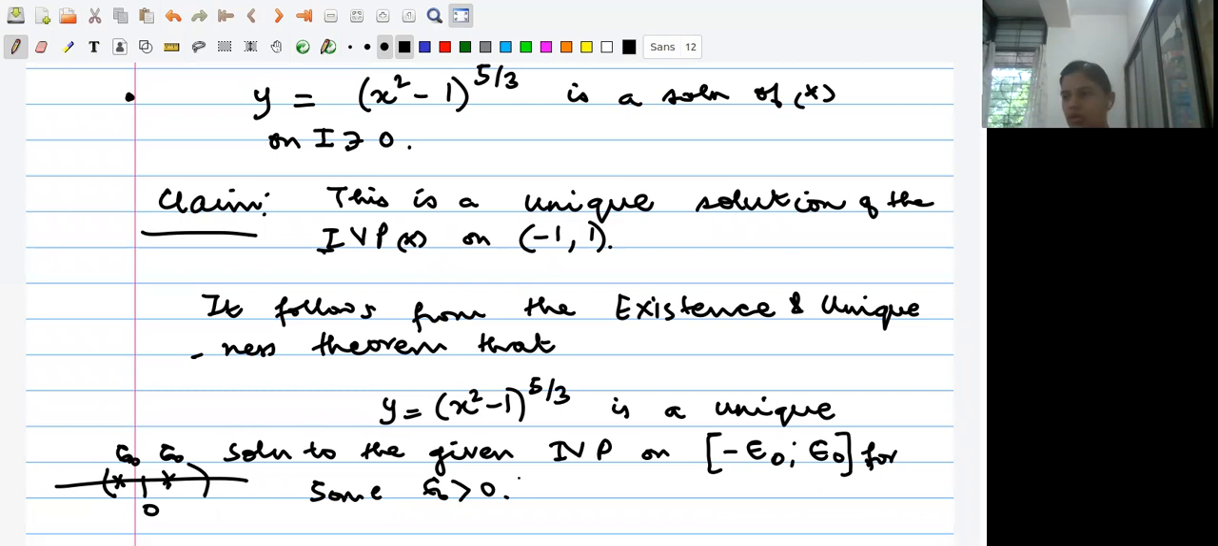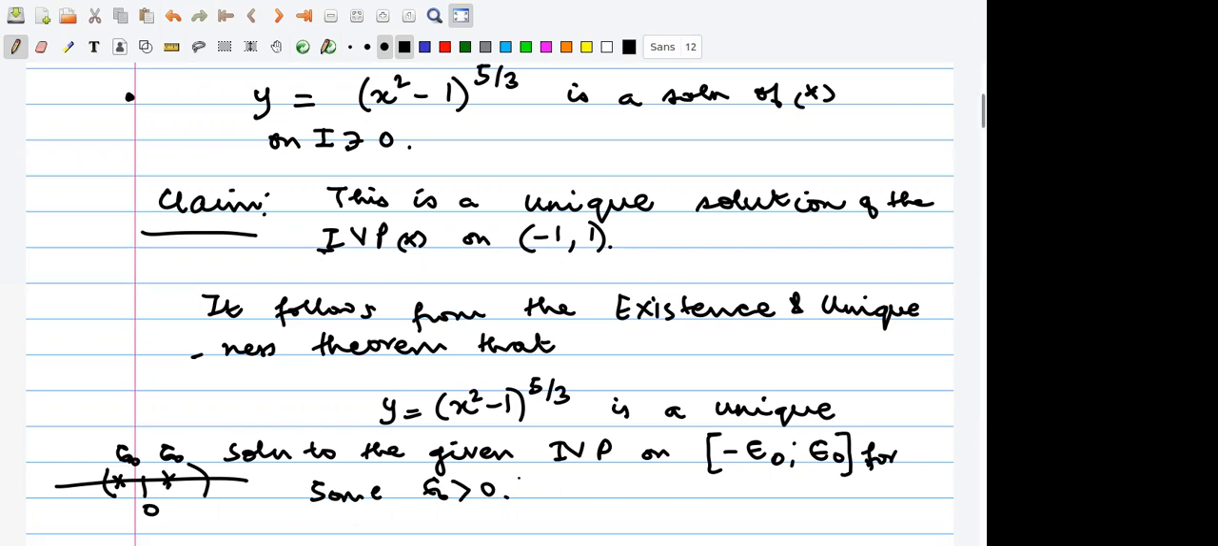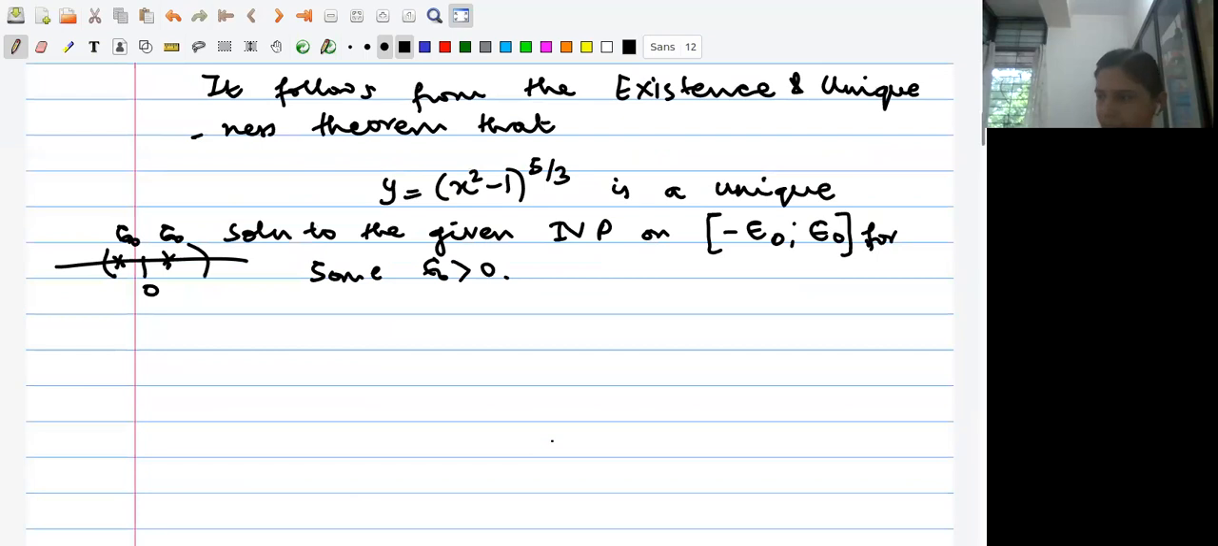Now, you repeat this argument at the endpoints minus epsilon naught and epsilon naught. That would again give you uniqueness in a neighborhood of minus epsilon naught and epsilon naught. Is that correct? Can you repeat, ma'am? I'm trying to say, I'll write that down: Picard's existence and uniqueness theorem.